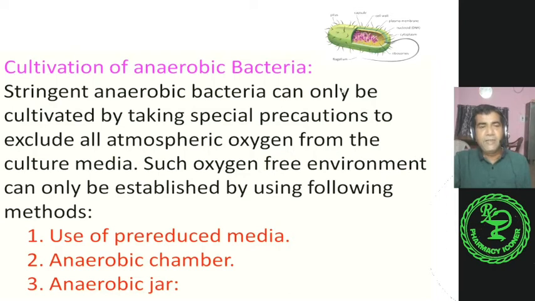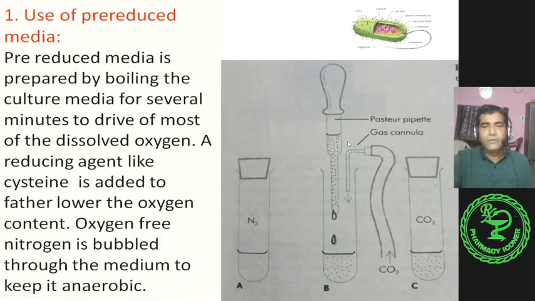So for cultivation of different types of stringent and facultative anaerobic microorganisms, we use these methods: the use of pre-reduced media, anaerobic chamber and anaerobic jar. What are these things? These techniques ensure an anaerobic environment. So the first one is the use of pre-reduced media.